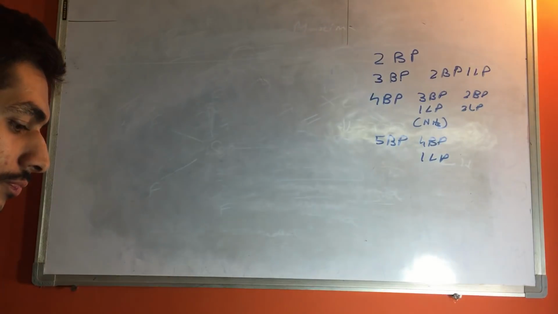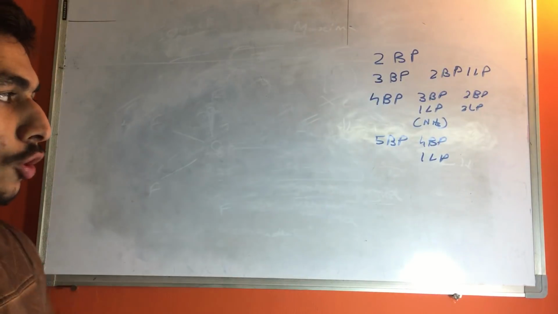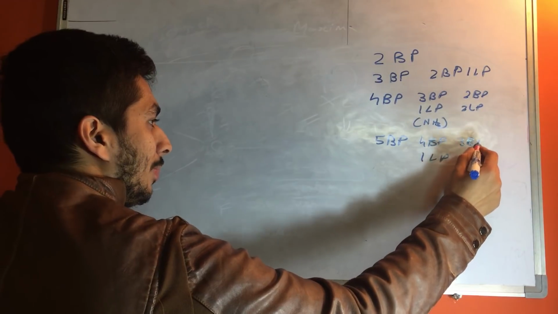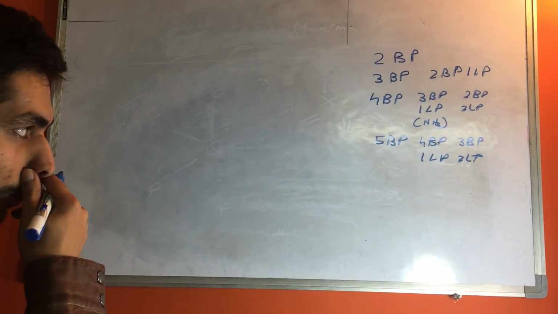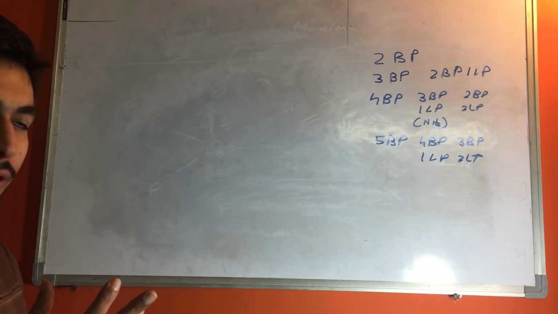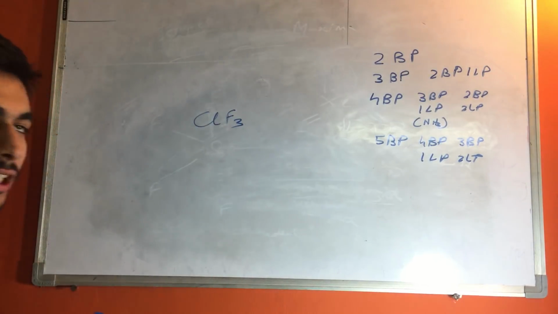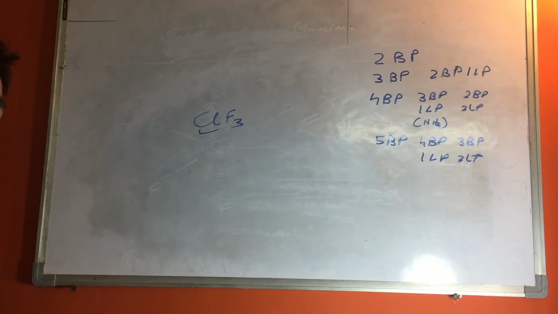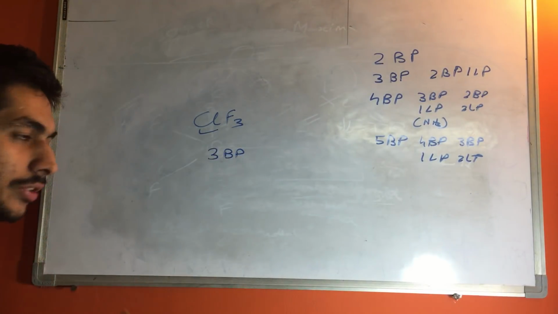So we discussed 4 bond pairs and 1 lone pair. Now 3 bond pairs and 2 lone pairs. If I take an example, ClF3. Here chlorine is the central atom. Chlorine is forming 3 bonds because there are 3 fluorines, so it is forming 3 bond pairs. And how many lone pairs?